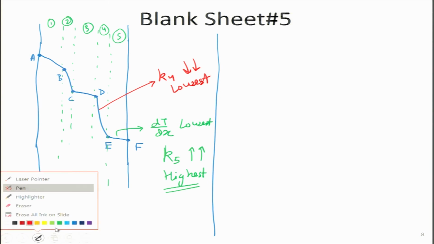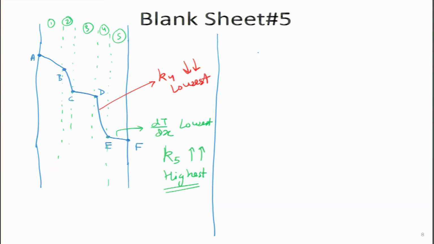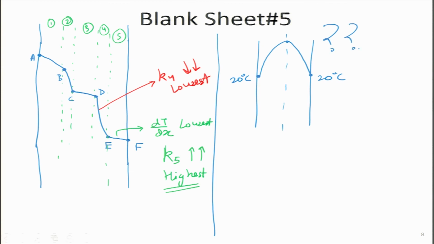Let me draw 1 or 2 more interesting temperature profiles. Now this is another challenge: in what case is the temperature profile the same on both sides? Let us say 40 degrees here and 40 degrees here, 20 degrees here and 20 degrees here, but in the middle, this is the middle line, it looks like a parabola. How can this happen? Question mark.